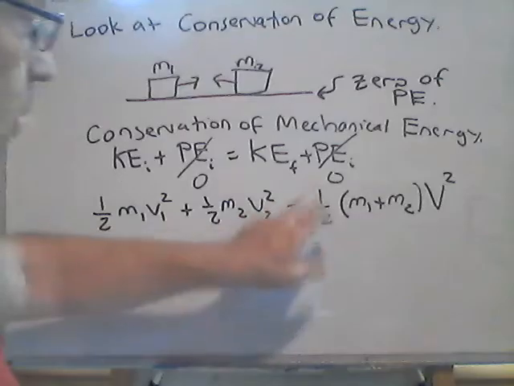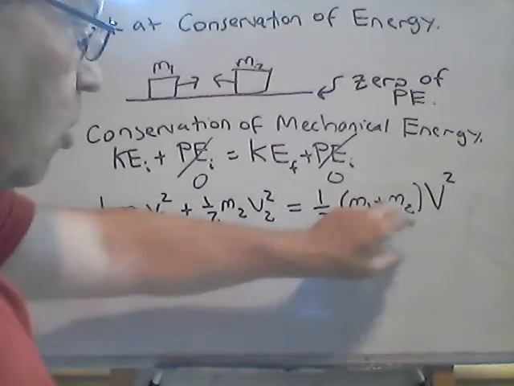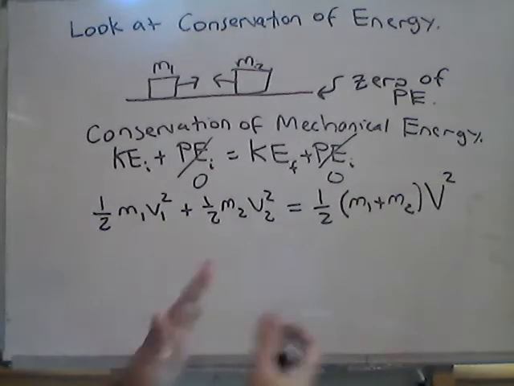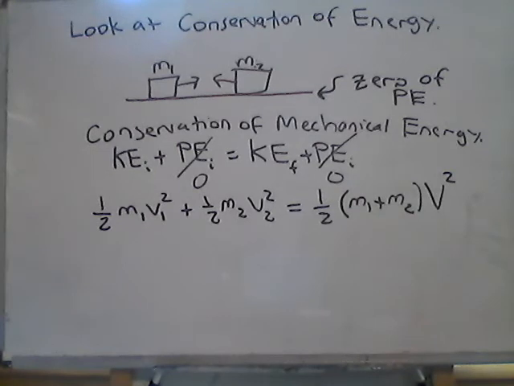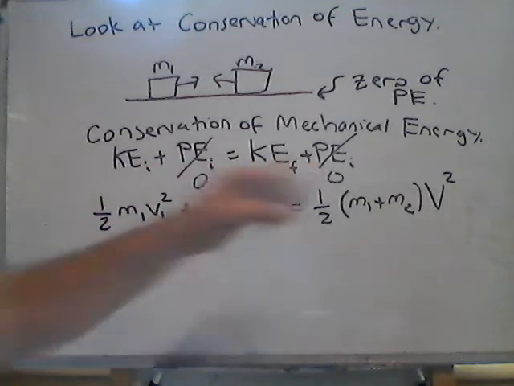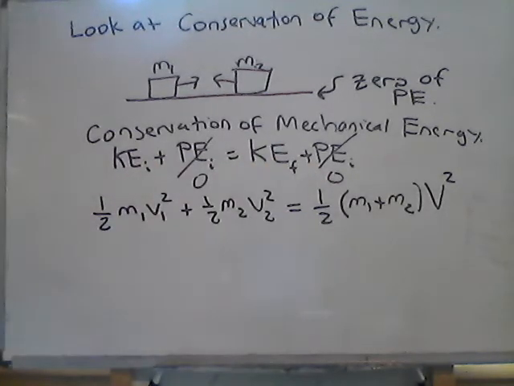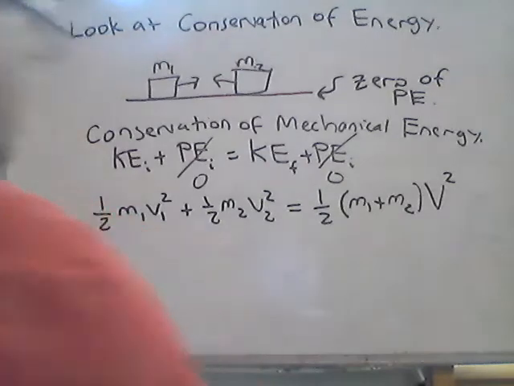Afterward, 1/2, what's the mass? The total mass, since they're bumped together. M1 plus M2 times what squared? V squared, the speed at which they move together. Again, the nice thing about energies, unlike momentum, which is a vector quantity and a pain to add together, is that energies are scalars. I'll talk more about that in a moment. All right, so let's just see if this works. Is energy conserved? Let's look at this and see if that's the case.